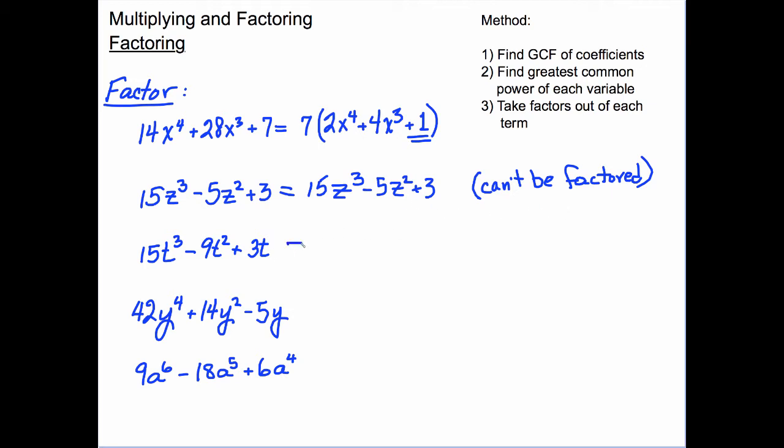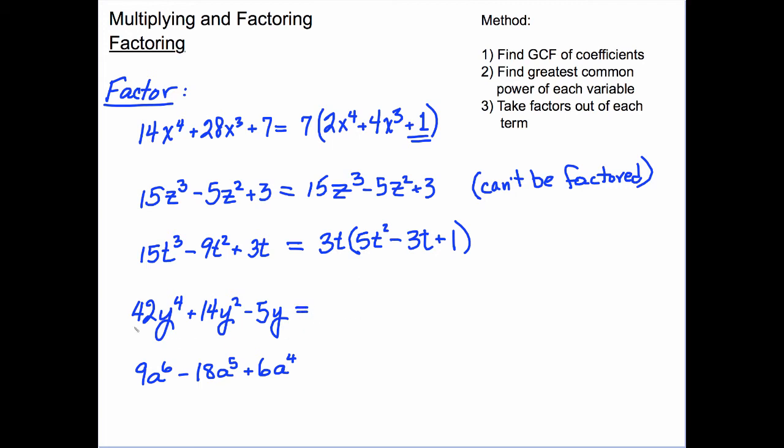Okay, the first example, the common numeric factor is 3, and t is the greatest common variable factor. So 3t times 5t squared is 15t cubed, minus 3 times 3 is 9, and t times t is t squared, plus 3t, that's 1, and there's your factoring.